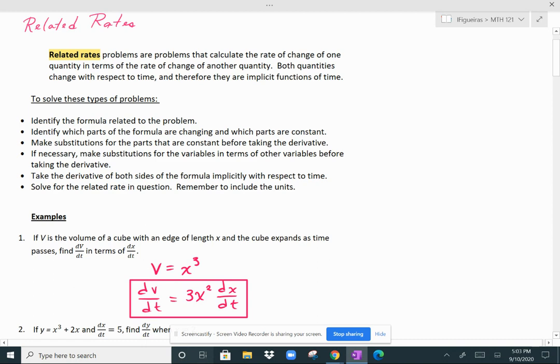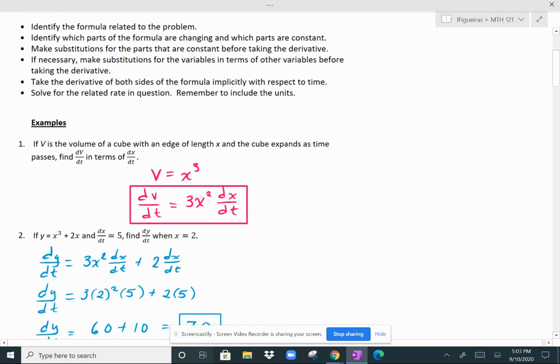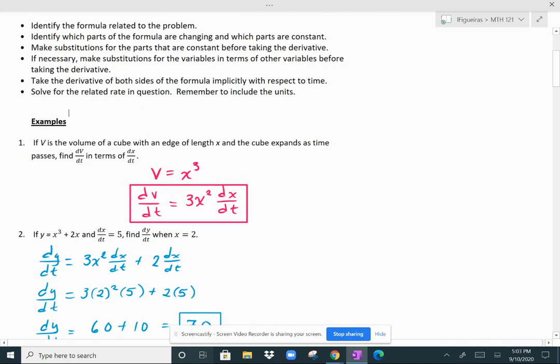All right, so we start with some easy ones and then we work our way into some that are a little bit more difficult. So if V is the volume of a cube with an edge of length x, and the cube expands as time expands, find dV/dt in terms of dx/dt. So if you think of a cube, if an edge is lengthening, then the cube will also expand. As the side gets bigger, the whole cube does.